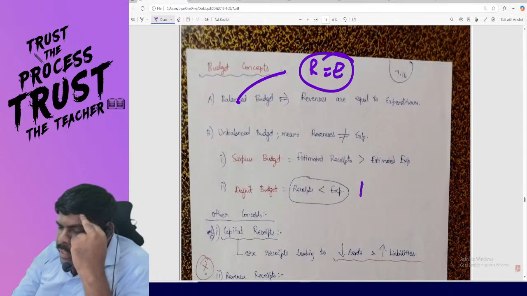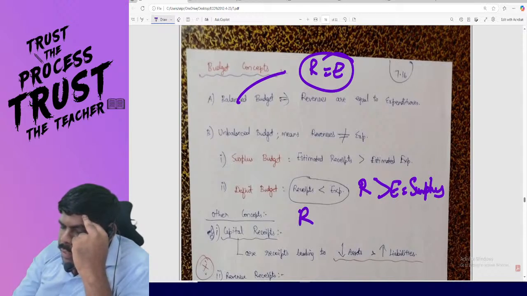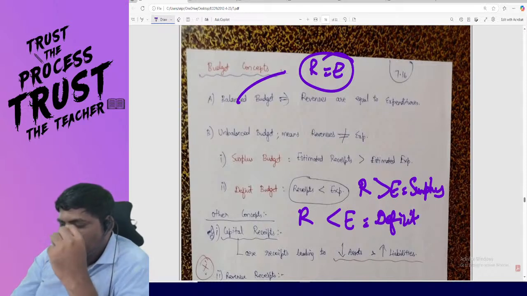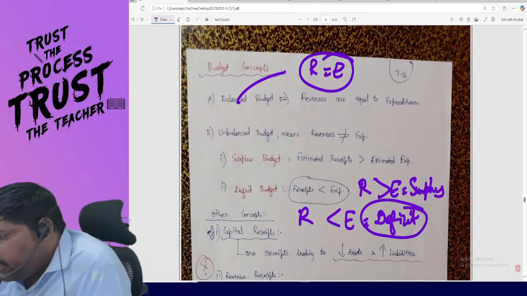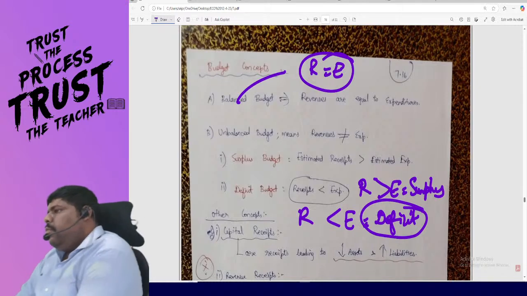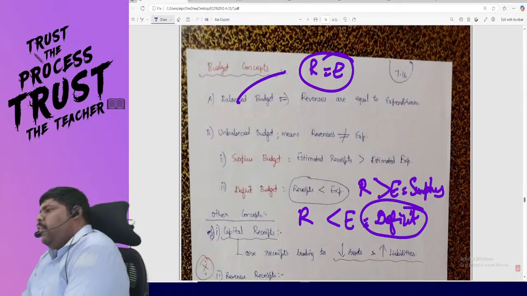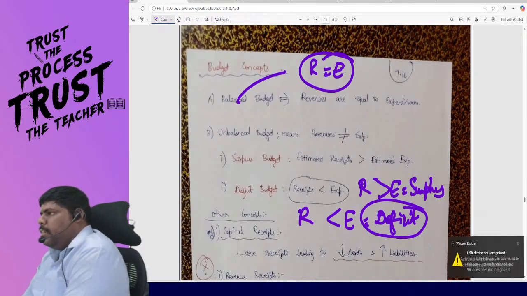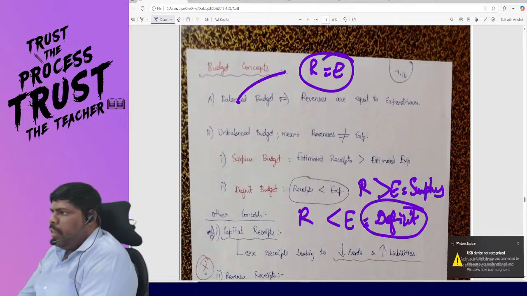See, if receipt is greater than expense, it is surplus, and if revenue is less than expense, it is deficit. Normally many budgets will be deficit. What is the reason? It is very simple. When you start preparing a budget, we compare with the previous year amount as the base. We assume we will get at least the previous amount that we have received, plus some 10% or 15% increase. Based on that, you will have an estimated income.